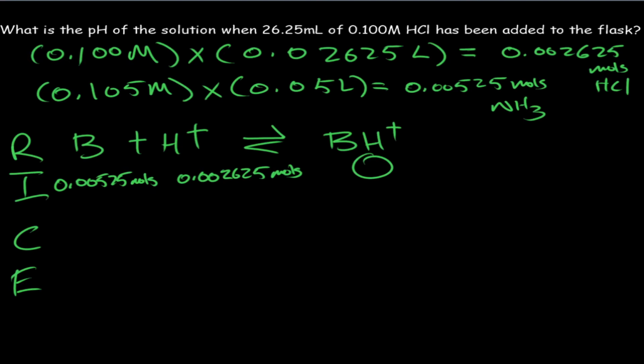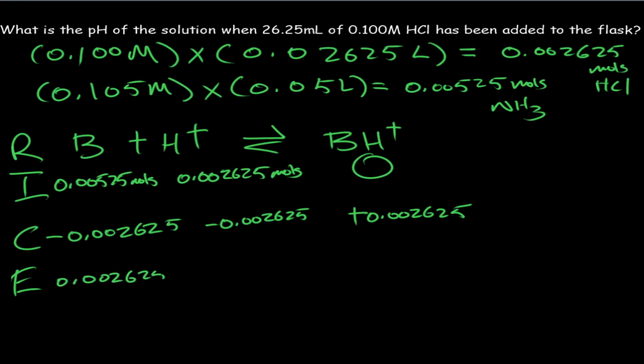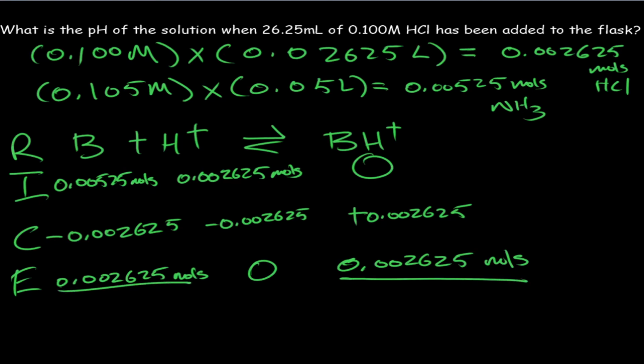What is the change? Well, we'll be using up all of our free protons because the base will react with it, so all of that will be used up. We'll gain that on the other side. Okay, and what is our final equilibrium value? Well, we have 0.002625 moles of ammonia, or B, and our BH+, we would have 0.002625 moles of our BH+. So now we know our equilibrium values after we've added 26.25 milliliters of 0.1 molar HCl.